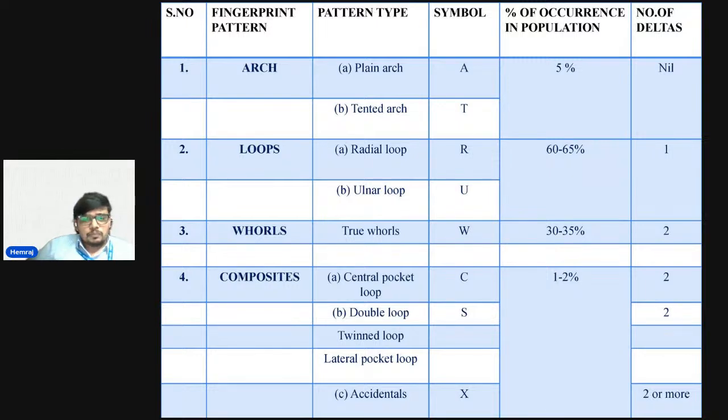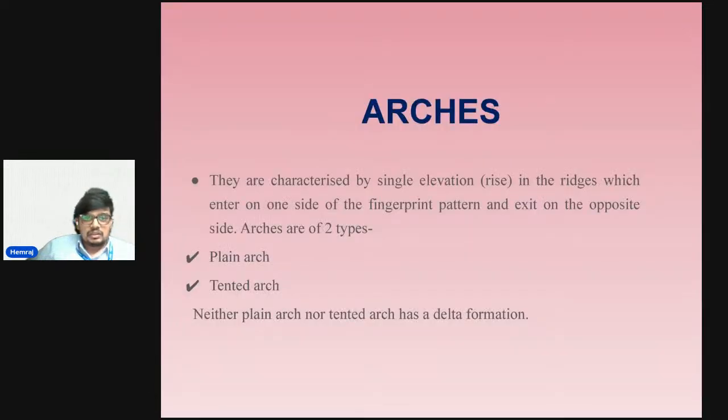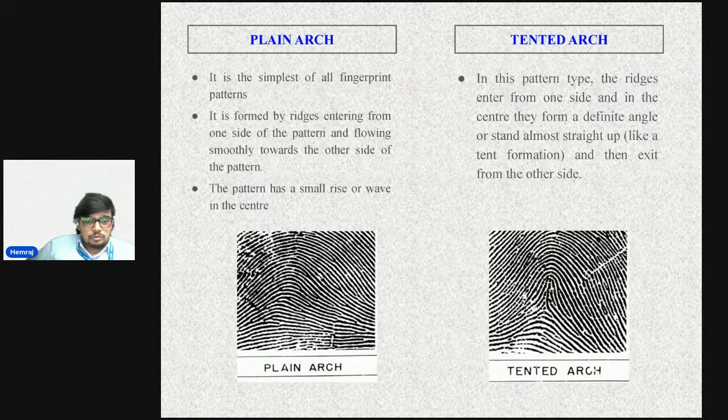Then there are whorls and composite. Composite is lesser, only 1 to 2% will have composite. The main ones are loops and whorls. So how do they look and how are they in appearance, we will be discussing that. Okay, first let's see arches. If I have a photo of the arch here, there are two arches. One is plain arch, one is tented arch.